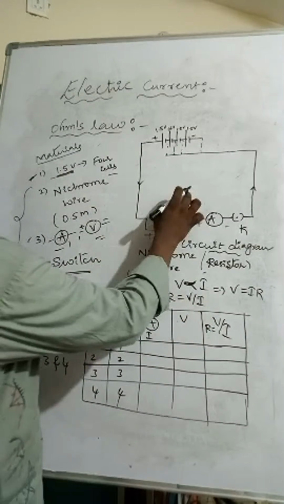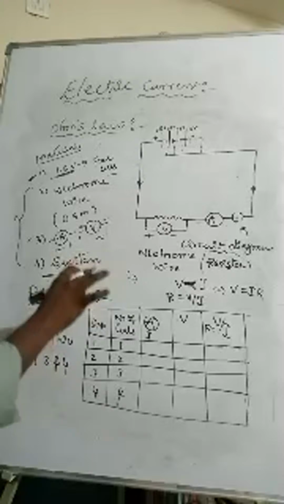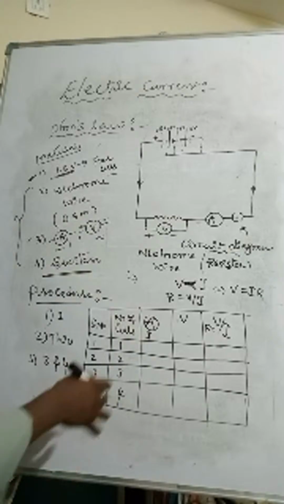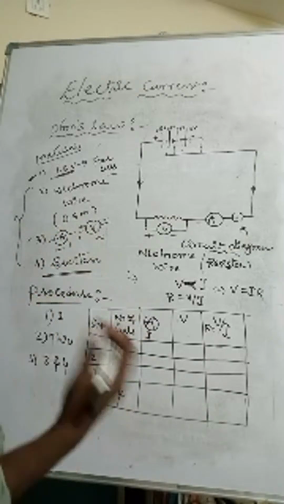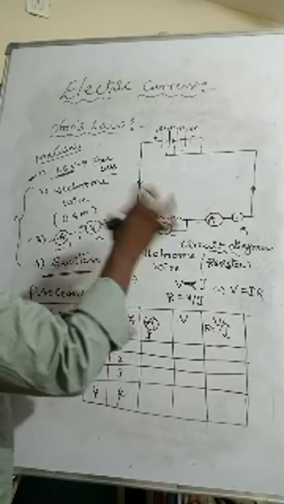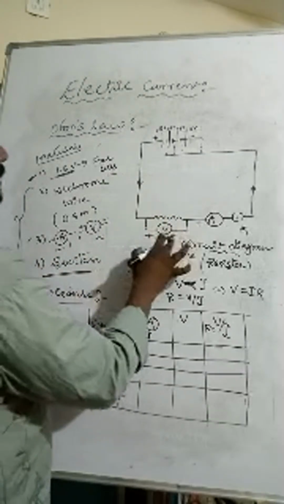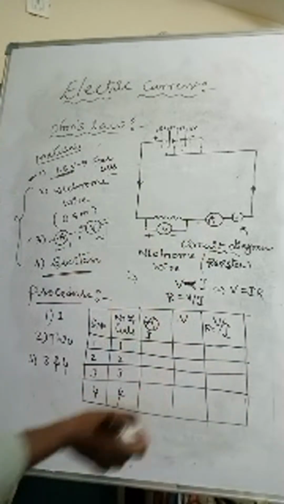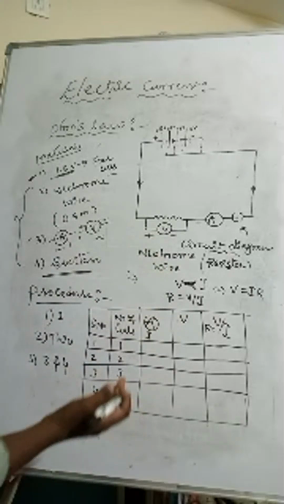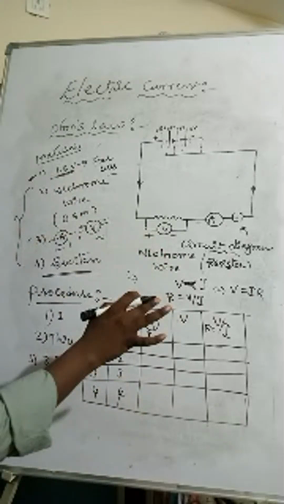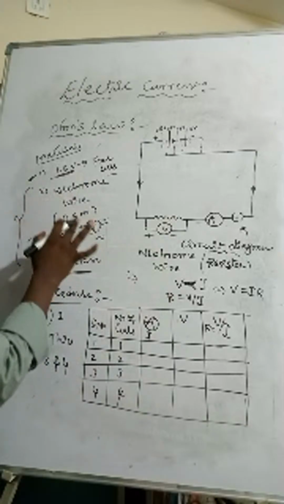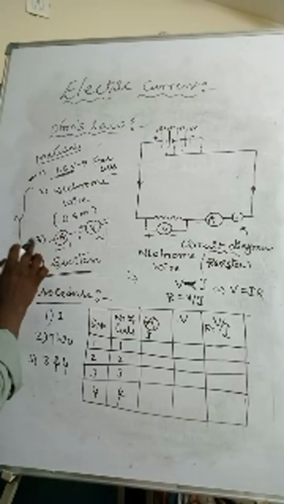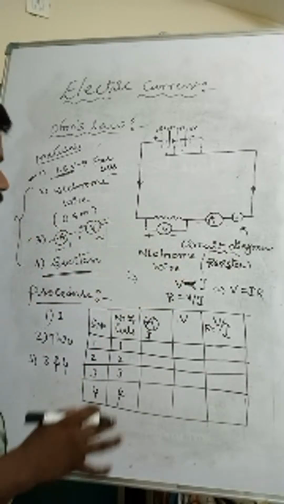This is the circuit diagram, the connection of all the electrical equipment in a series combination. Logical means we have to connect positive to negative, and everything must be in series combination. That is about the schematic diagram. The materials required are 1.5 volt 4 cells, nichrome wire of length 0.5 meter, ammeter, voltmeter, switch, and connecting wires.